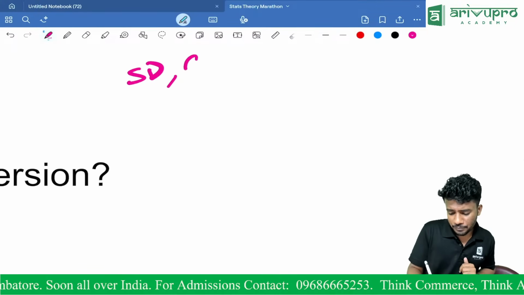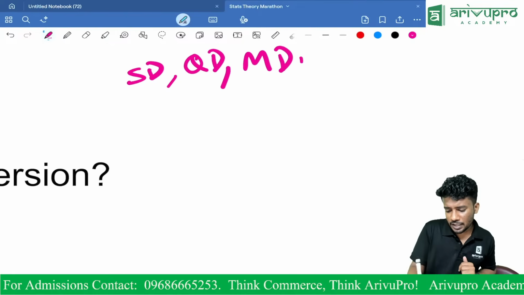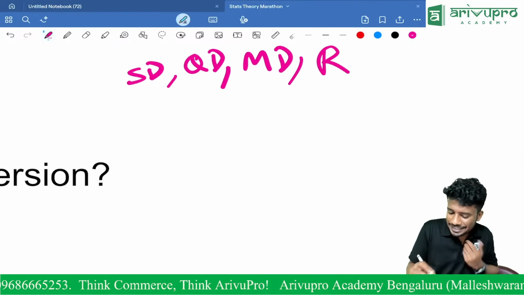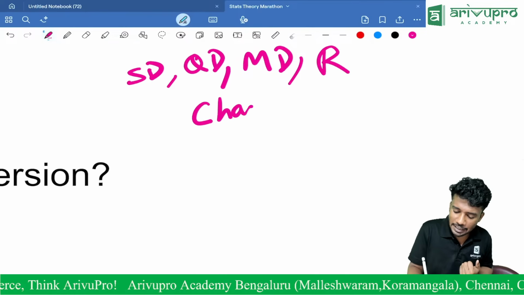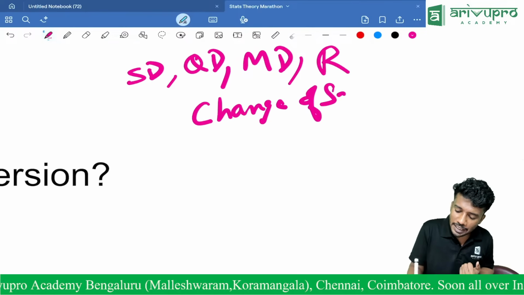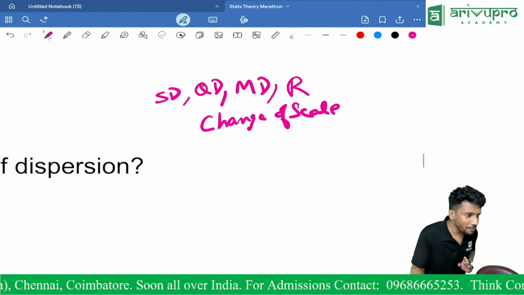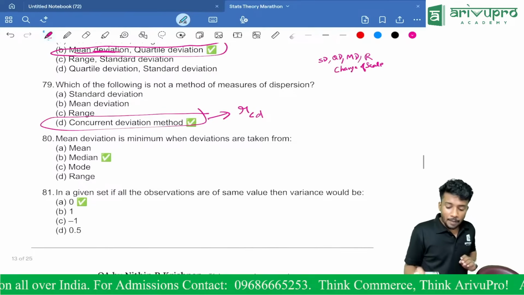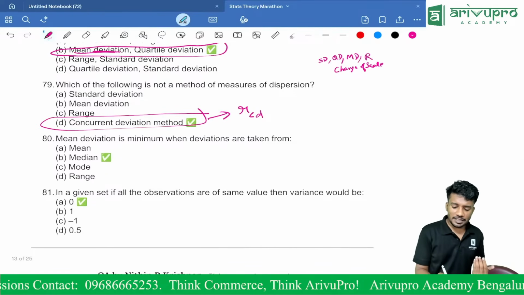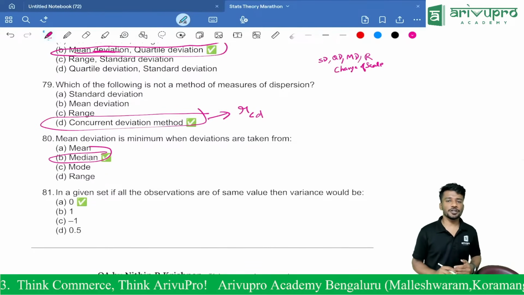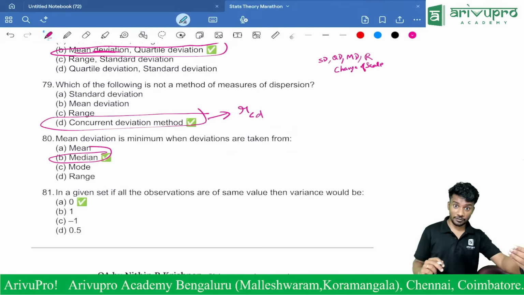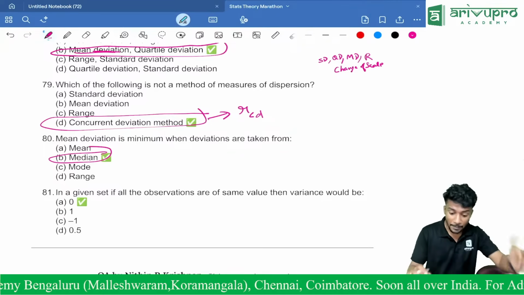Standard deviation, quartile deviation, mean deviation, range, everything is affected by what? The change of scale. If I multiply with some value, it will change. Then mean deviation is minimum when the deviation is taken from what? The median. I told you mean deviation is minimum when it is taken from the median and it is more when it is taken from the mean.